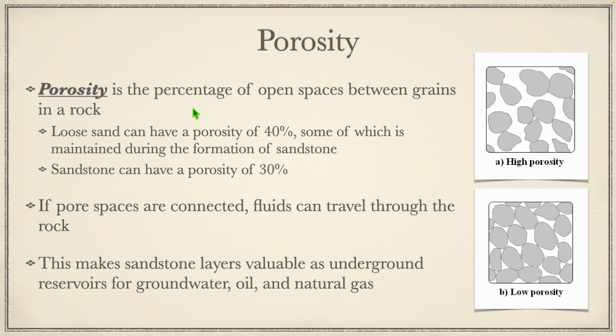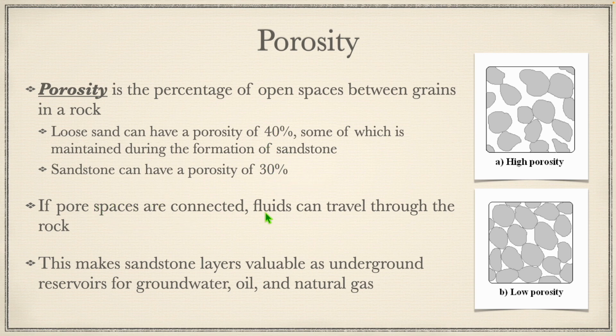And then porosity. Porosity is the percentage of open space between grains in a rock. So we have high porosity here, you have low porosity here. So it's basically the amount of open space between these grains. So loose sand can have a porosity of 40%, some of which is maintained during the formation of sandstone. So it starts off with a 40% porosity. Some of that gets filled in with minerals that glue it together to make the sandstone during the lithification process and cementation process. But some of that pore space is left. So then sandstone can have a porosity of 30% still. So you lose some of this, but not all of it.